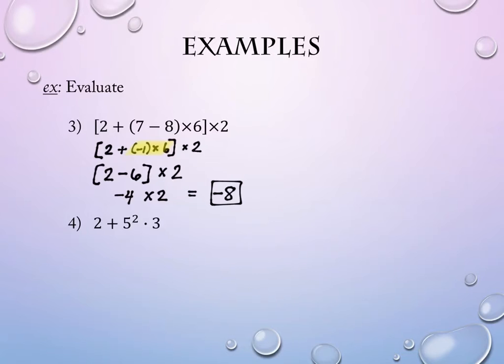Number 4. What am I going to do first? 5 squared, very good. The exponent will come first. And what is 5 squared? 25. And it's 25 times 3 at the end. Then I'm going to do the 25 times 3, which is 75, you're right. And then I have 2 plus 75, which gives me 77.